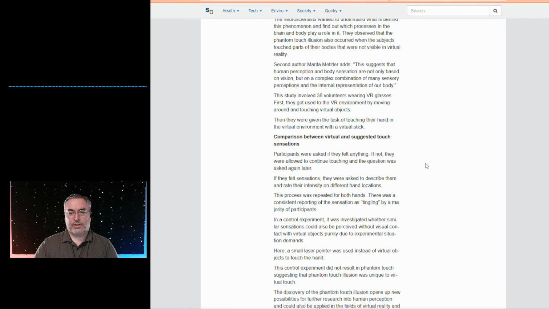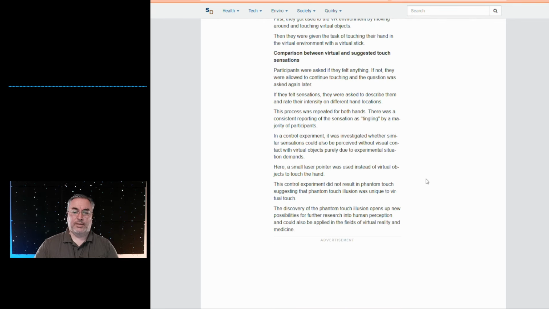Then they were given the task of touching their hand in the virtual environment with a virtual stick. Participants were asked if they felt anything, and if not, they were allowed to continue touching, and the question was asked again later. If they felt sensations, they were asked to describe them and rate their intensity on different hand locations. This process was repeated for both hands. It was reported as tingling by a majority of the participants.